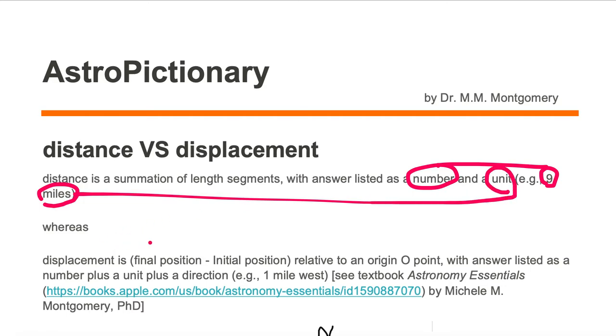Displacement is final position minus initial position relative to an origin O point, with the answer listed as a number plus a unit plus a direction. For example, 1 mile west. 1 is the number, mile is the unit, and west is the direction.